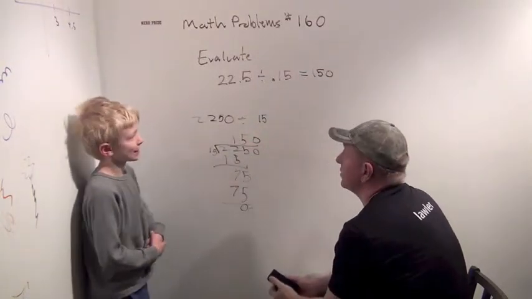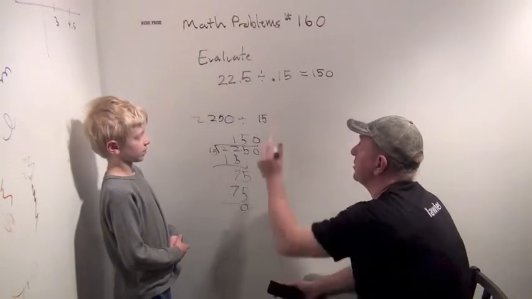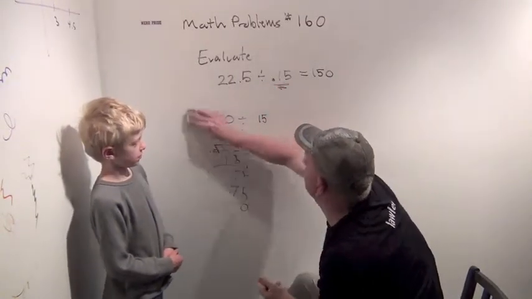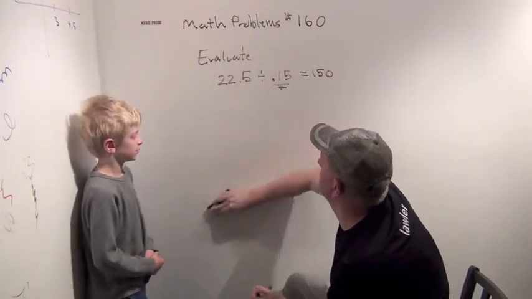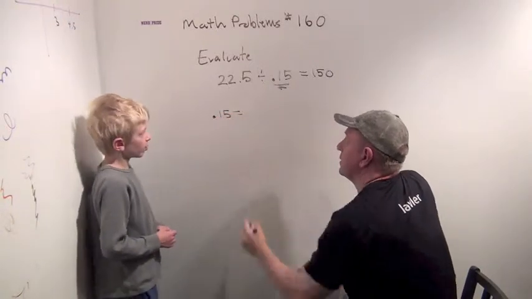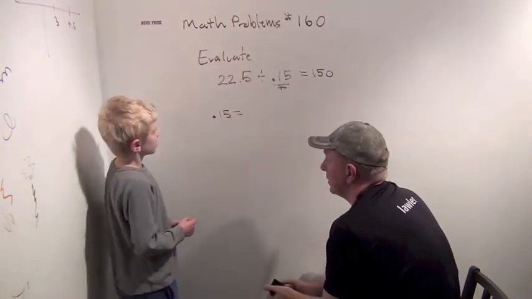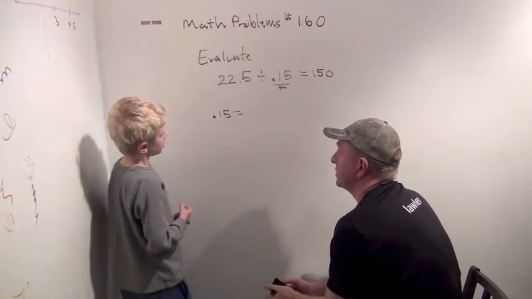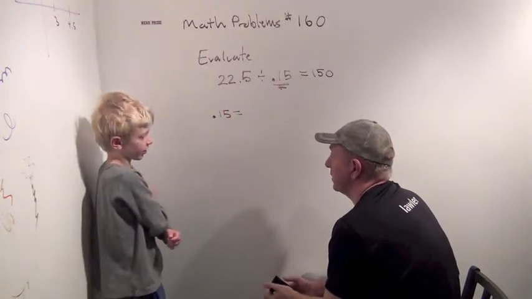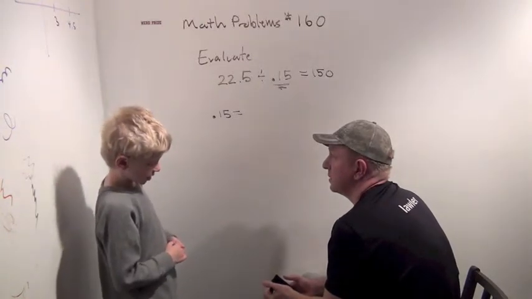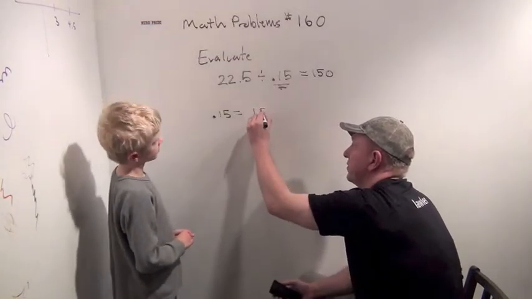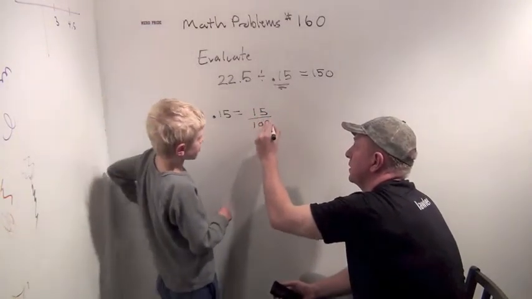Cool. Now we're going to do it by converting 0.15 to a fraction. So I'm going to erase your long division, which you did a great job on. So what is 0.15? As a fraction, you have 1/10 and 5/100ths. 1/10 is equal to 10/100ths, so 15 over 100. And then you have to simplify.